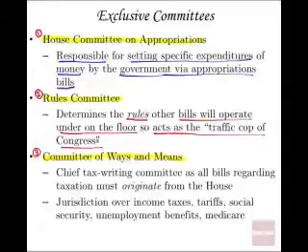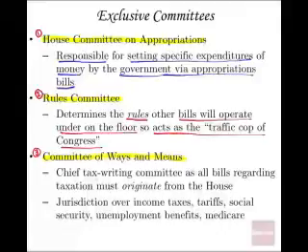Now, members of both parties are in each of the committees, but again, the majority rules. So really, the majority party has a lot more sway than the minority does.